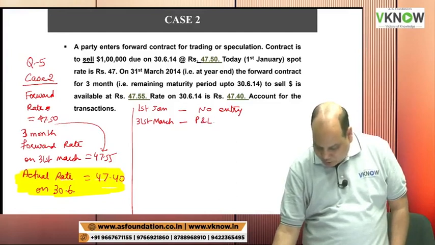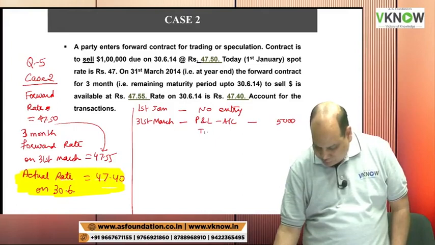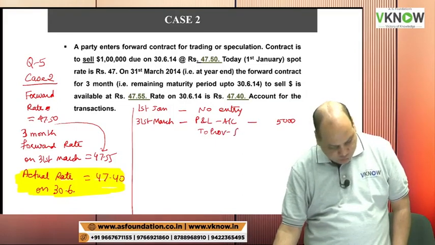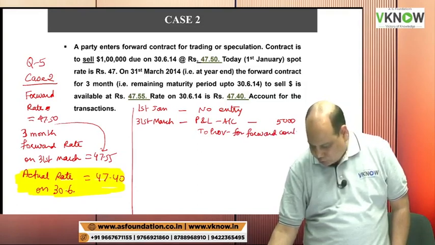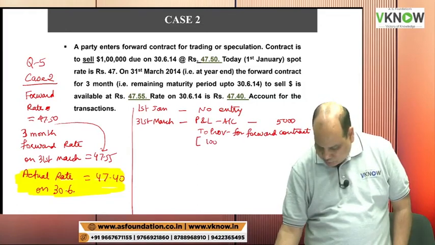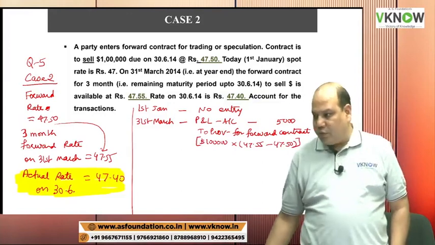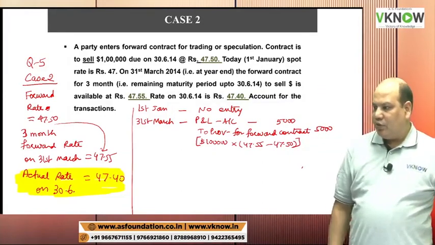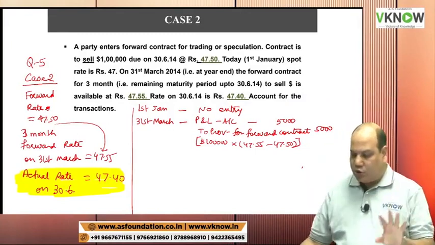So you will say P&L account debit 5,000 to provision for forward contract 5,000, 1 lakh dollar into 47.55 minus 47.50. Up to this, the two questions are same.